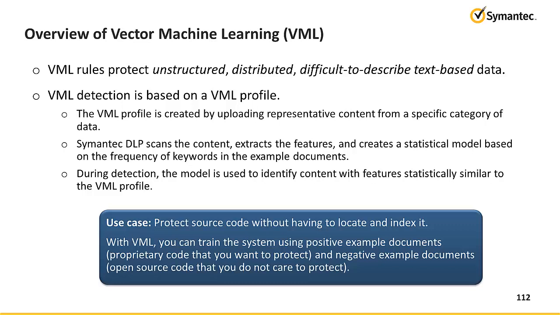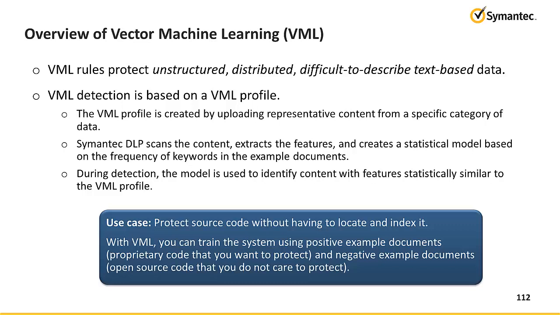The system scans the content, extracts the features, and creates a statistical model based in part on the frequency of keywords in the example documents. At runtime, the system applies the model to analyze and detect content that has features that are statistically similar to the profile. For instance, you might create a VML profile to protect your source code.